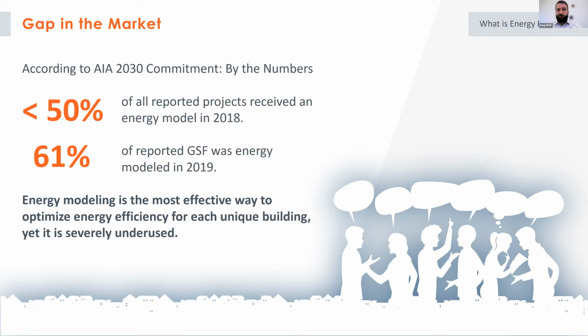So you can save a lot of energy if you use an energy model. It can help you have a better building. But then there's also this gap in the market. The same report from AIA shows that less than 50% of all projects are receiving an energy model, or about 61% if you look at it in terms of total square footage. So while energy modeling is the most effective way to optimize energy efficiency in buildings, it is still very much underused. We'll get into some of the reasons why that is a little bit later on, but it's good to understand where the market's at today.